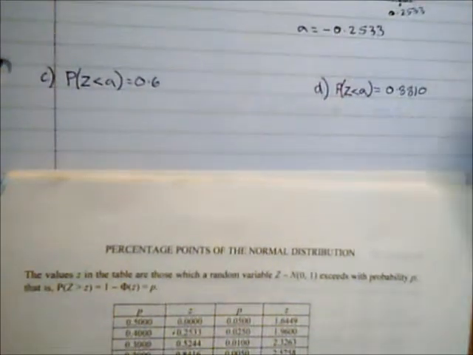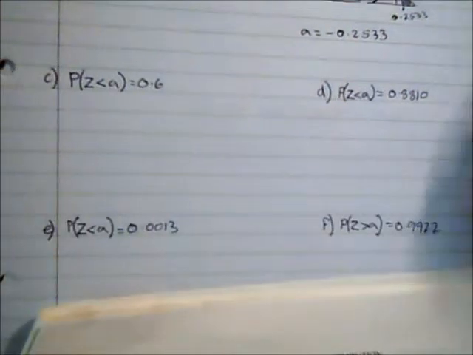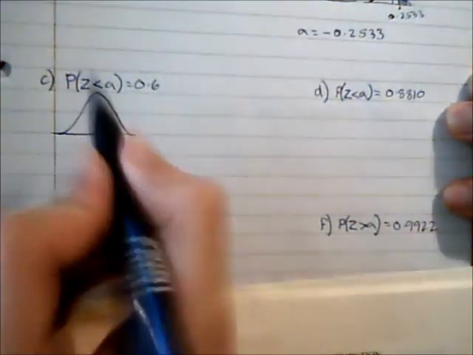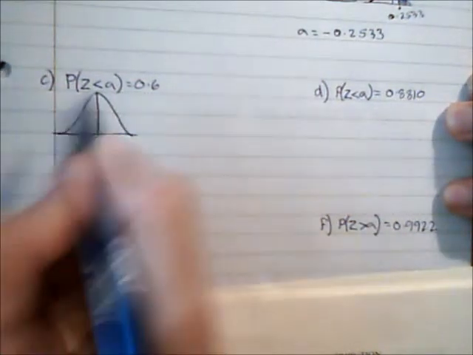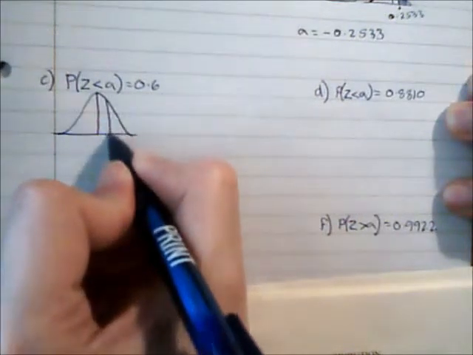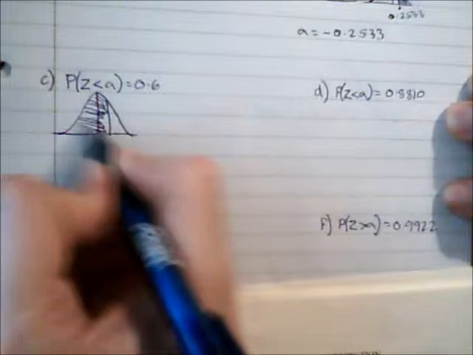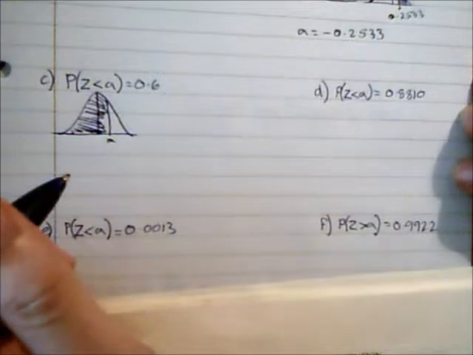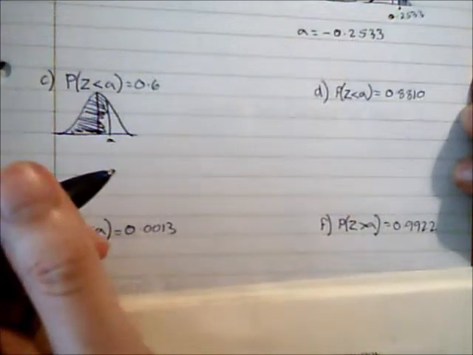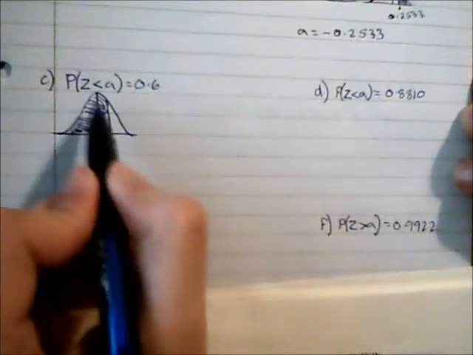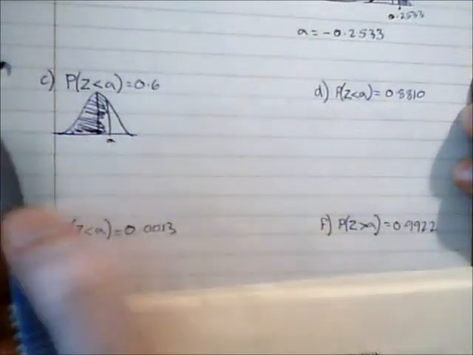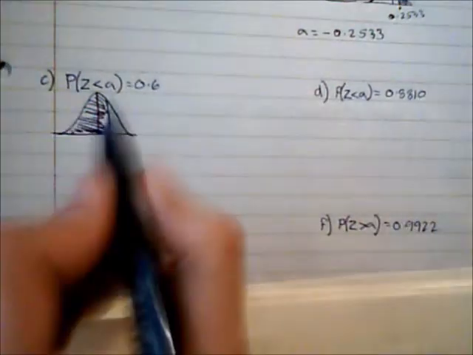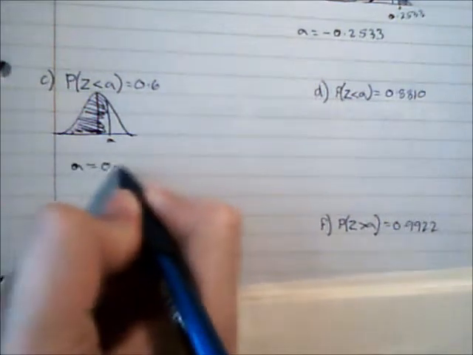Now I'm looking for the probability that z is less than a equals 0.6. I'm going to do a sketch here. So 0.6 must be above the line, so it's this bit here. This is the value of a I'm looking for. I can actually use the value I've just looked up in the last example, because if the probability that z is less than a is 0.6, then this white shaded bit must be 0.4, and I've just looked up the corresponding value. So here I know that a is 0.2533.